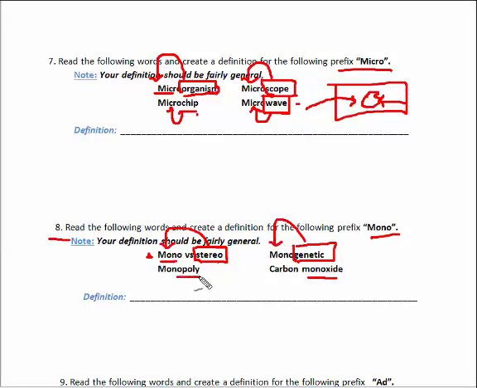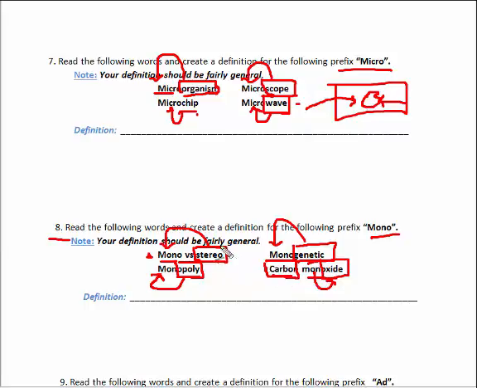Monopoly. You've heard of the game Monopoly. Your goal is to win and own all the property. If you win and own all the famous property, like Park Place, you are one person. You have a monopoly. 1. Carbon monoxide. It's 1 oxide with the carbon attached to it.